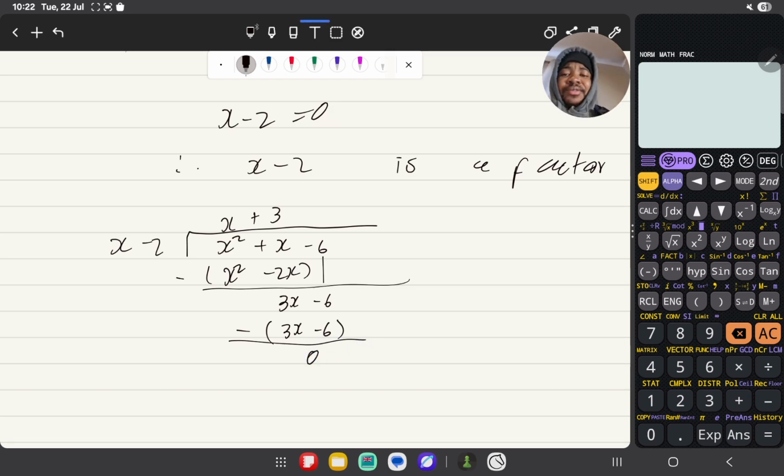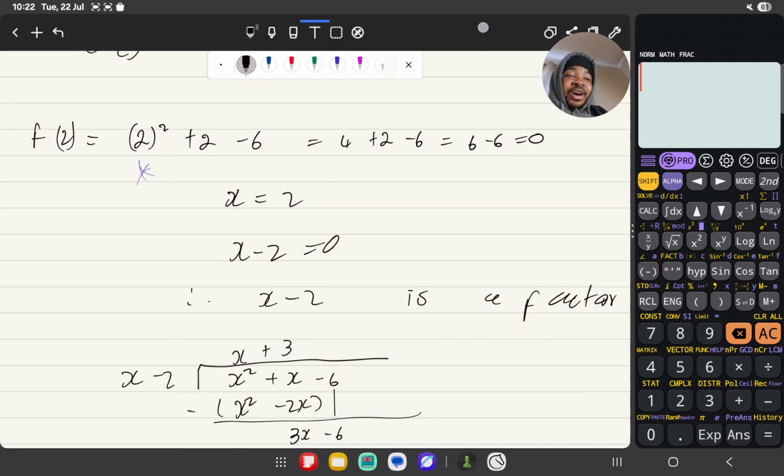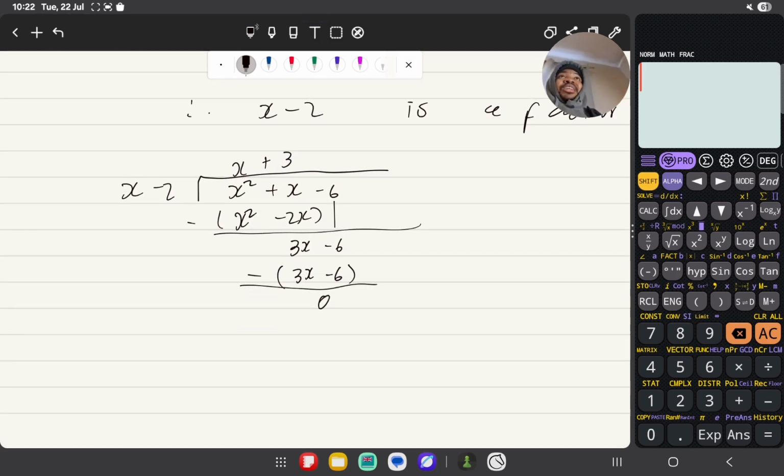What does that say? We have no remainder. Remainder is 0. And what did we say when we started? We said that if you divide a by b and the remainder is 0, then b is a factor of a, right? So we see that if we divide x squared plus x minus 6 by x minus 2, we get 0. That means x minus 2 is a factor of x squared plus x minus 6.